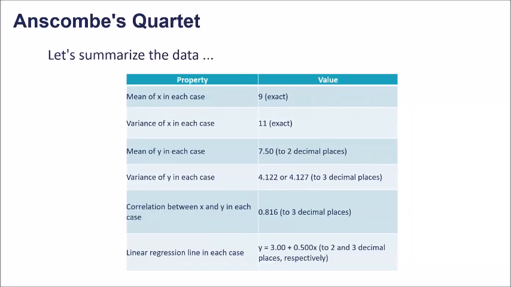The variance of X for all 4 data sets is 11. The mean of Y in each case is 7.5. Variance of Y, slight variation, plus or minus 0.003 from 4.125. The correlation between X and Y is 0.816 to 3 decimals, and then the linear regression formula is identical, 3 plus 0.5x.